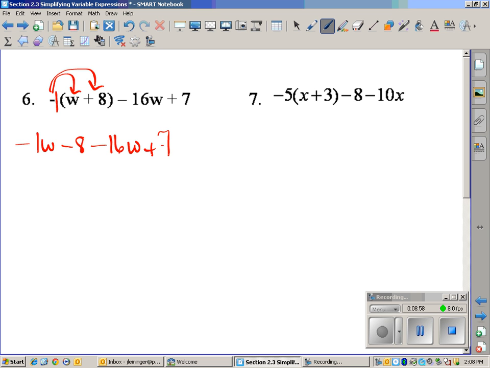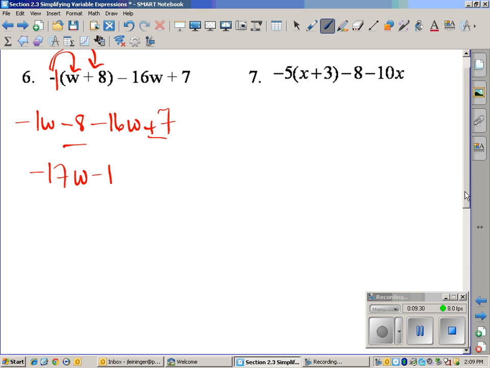And now we're looking for like terms. I see w to the first power and w to the first power. I can combine those. I've got one of those w's over here, negative 1 of them, and negative 16 more. That makes negative 17 of those w's. And now my numbers combine. I have a negative 8 and a positive 7. That's a negative 1. Now I want you guys to go ahead and do number 7 on your own. You can pause the video and work it right now, and we'll talk about it in class.